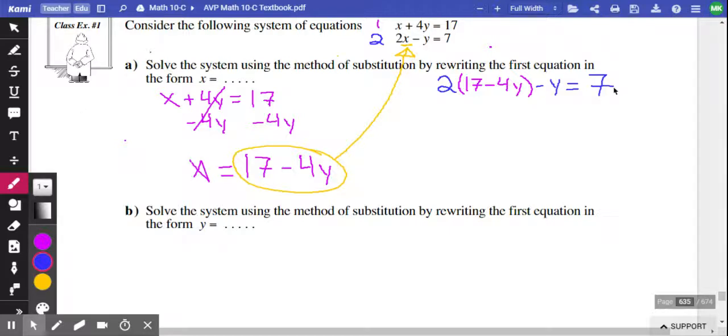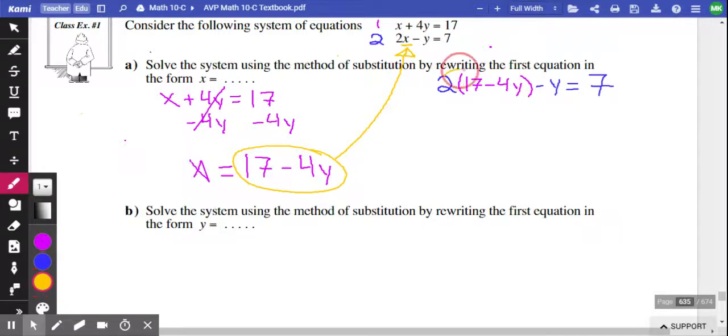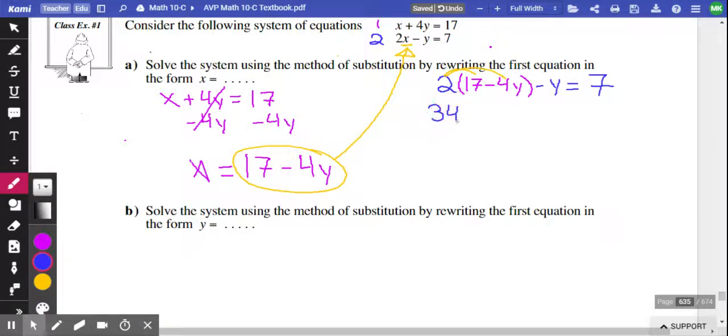The reason that's beneficial for us is we could now take this equation and get y by itself, and then we would know our y coordinate to our system of equations. To figure out that y coordinate, after you substitute, the first step is always expand. All right? So if there's any multiplication that needs to happen, you need to do that. For us, it's this 2. The 2 expands into the brackets. When I multiply that 2 in, I now have 34 minus 8y minus y equals 7.